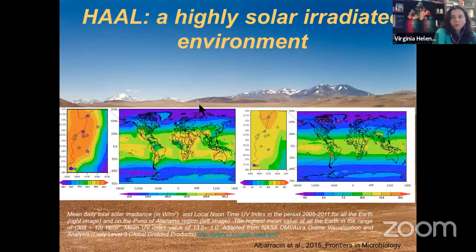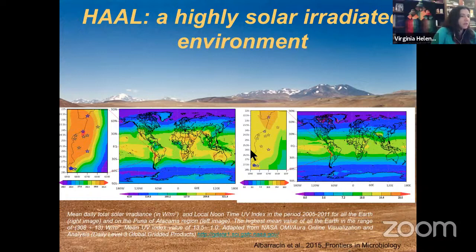So why are we interested in studying this system? Well, because they are considered extreme environments. One of the most surprising things is that, as there is high altitude and low latitude, this area, the Puna region, and of course within it the high-altitude Andean lakes, are exposed to high levels of total solar irradiation, but also of UV irradiation. Here you can see a map of the mean daily total solar irradiance on one side, and the UV index on the other side. This is a global analysis made with data adapted from NASA.